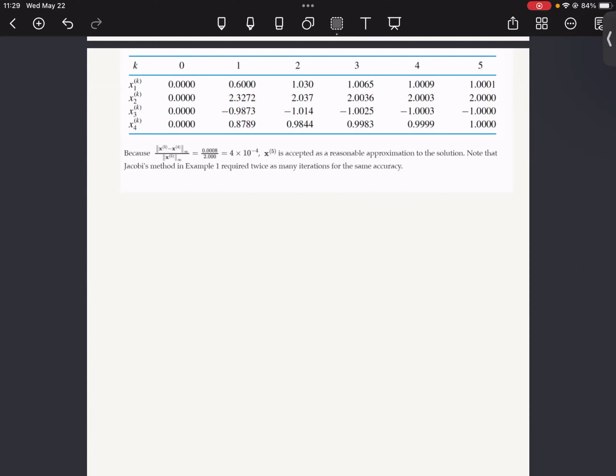Okay. So this Gauss-Seidel method is converging faster than Jacobi's method, and that's why people would choose this rather than Jacobi.